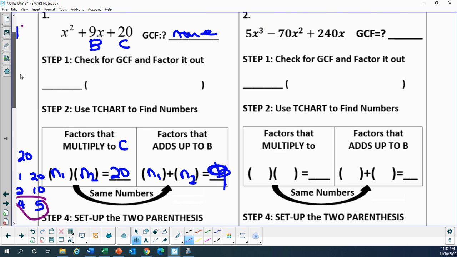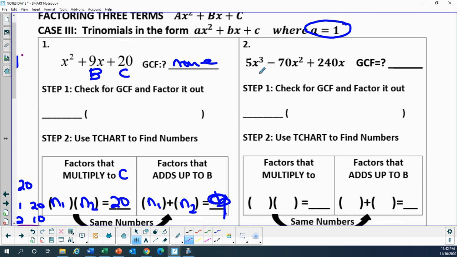Another example. In this case, when I look at this, it doesn't look like A is 1. So what I'm going to do is factor the 5 out. The GCF looks like it's going to be 5x, meaning you're going to divide by 5x. Because I see a cube, and I can't factor a cube with this method, I need to make it a quadratic. So when I divide everything by 5x, this gives me x squared.